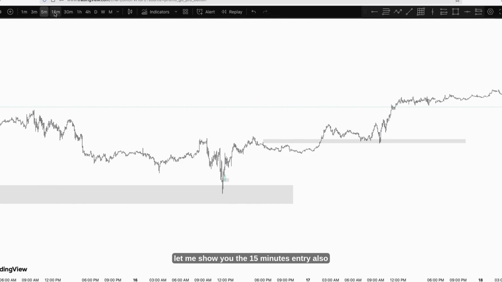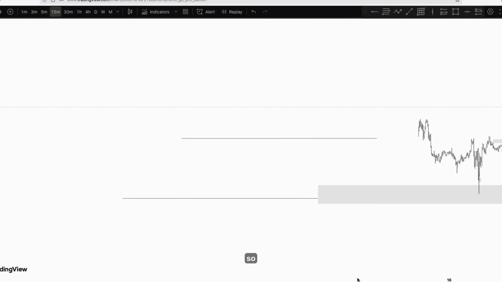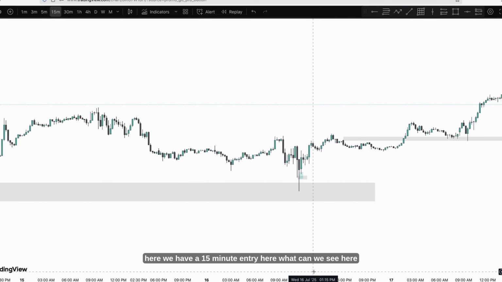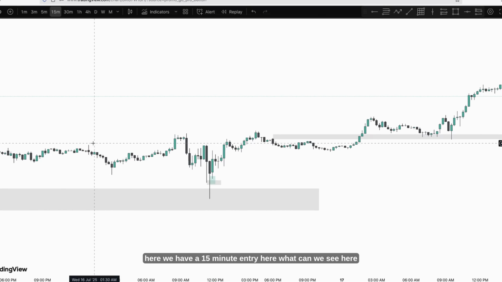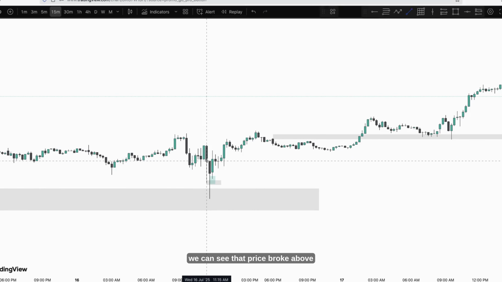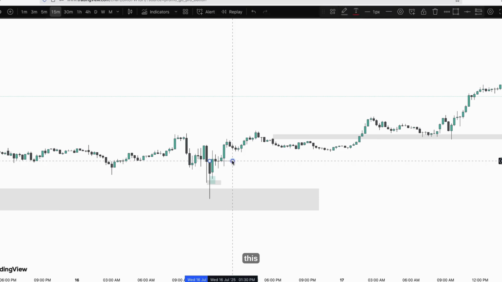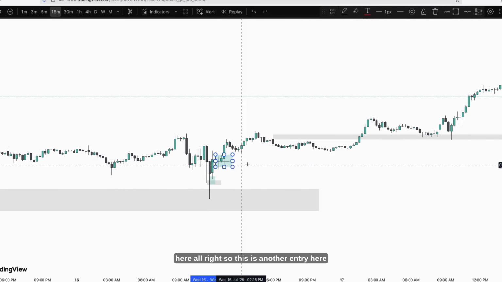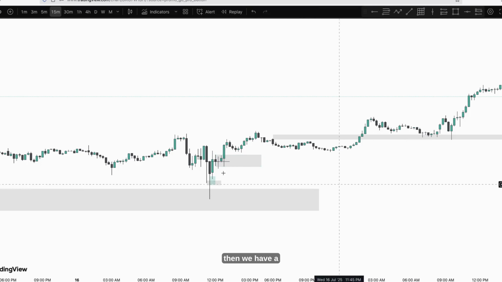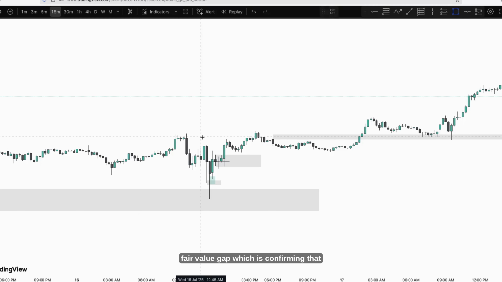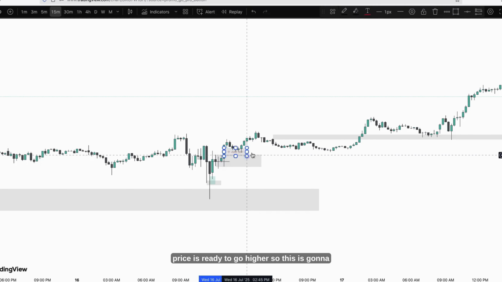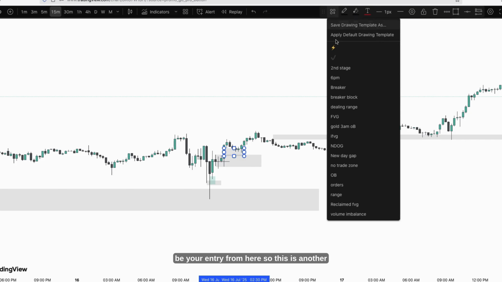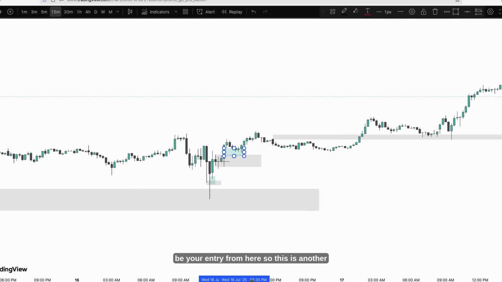Let me show you the 15 minutes entry also. So here we have a 15 minutes entry here. What can we see here? We can see that price broke above this candle, broke above this candle, and actually created another candle here. All right, so this is another entry here. Then we have a fair value gap, which is confirming that price is ready to go higher. So this is going to be your entry from here. So this is another entry.